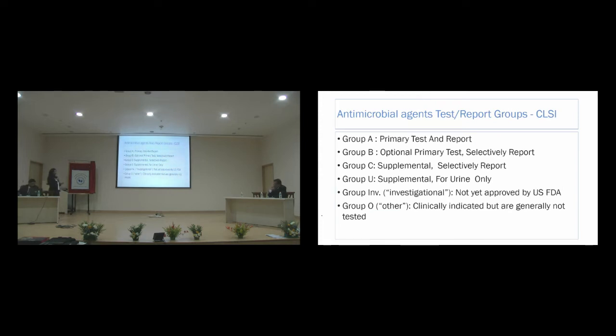Group A is the primary testing group of antibiotics, and this has to be reported on day one. Group B is tested on day one but reported selectively. Group C are supplemental and selectively reported. Group U are only for urinary isolates. Group INV is also mentioned; these are drugs which are not approved by the FDA. And there are also others which are clinically indicated but not tested. These are the groups mentioned in CLSI.